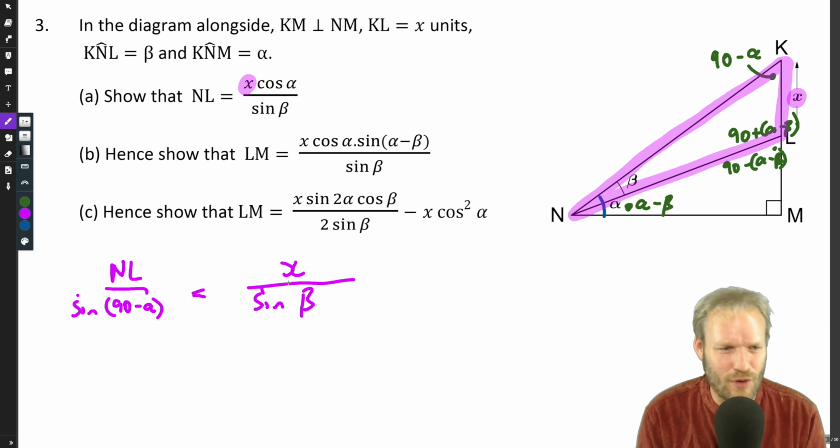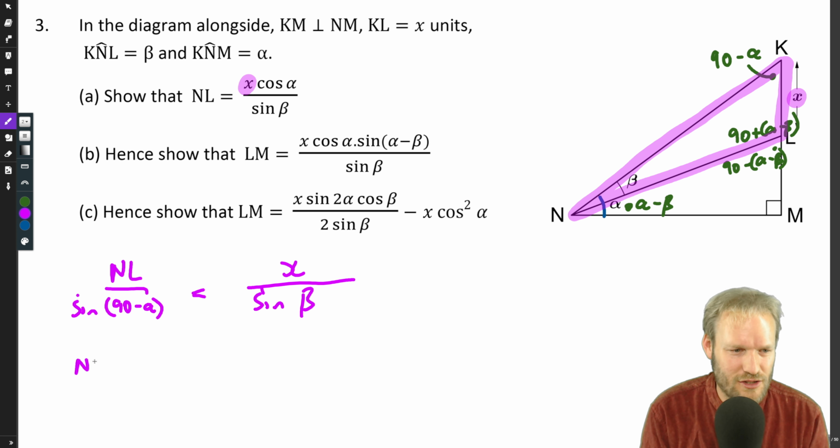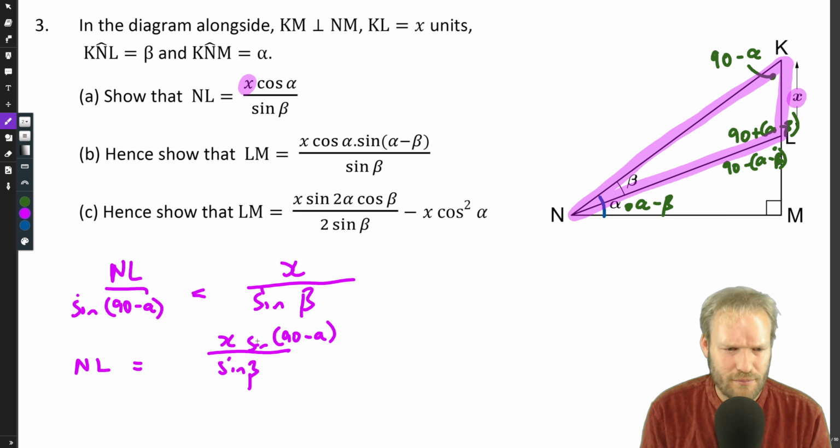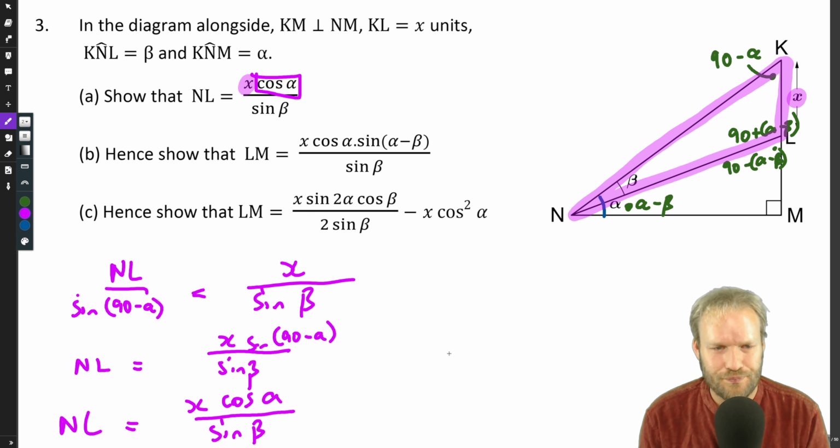Okay, things are looking like we're almost there. We want NL to be the subject of the formula. So we've got x over sine beta times sine 90 minus alpha. But wait, that's just a co-ratio, because we're trying to turn that into cos alpha. It's pretty much given us what we need to do. NL equals x, sine 90 minus alpha is the same as cos alpha, and on the denominator we've got sine beta. Okay, so there we are.